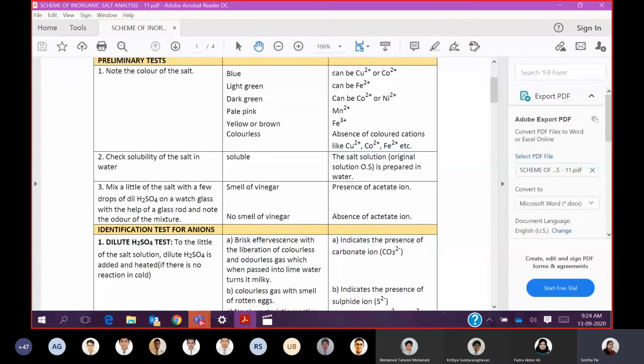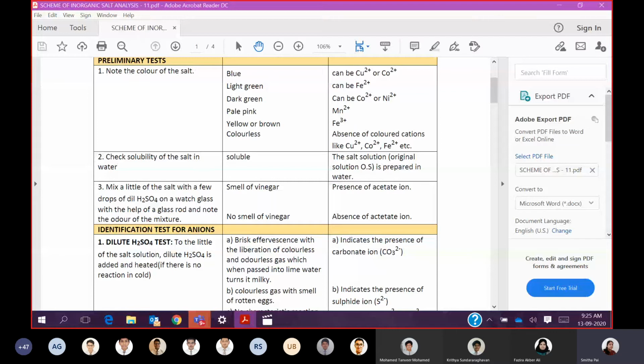Now, if you perform the third experiment, experiment 3 is to mix a little of the salt with a few drops of H2SO4 on a watch glass with the help of a glass rod. You will not get the smell of vinegar. So your observation will be no smell of vinegar, absence of acetate, because you are doing the test using chloride ion. You are given a chloride salt. So when you are doing the third test, your observation will be no smell of vinegar. That indicates absence of acetate.